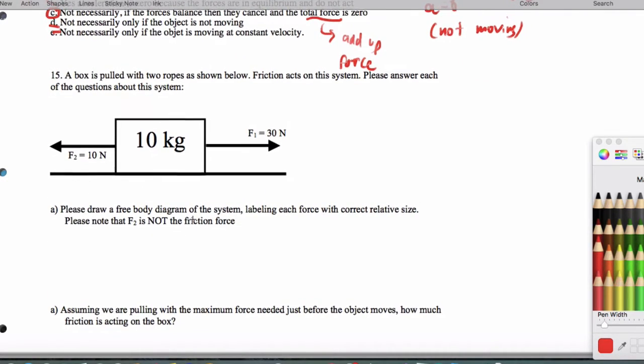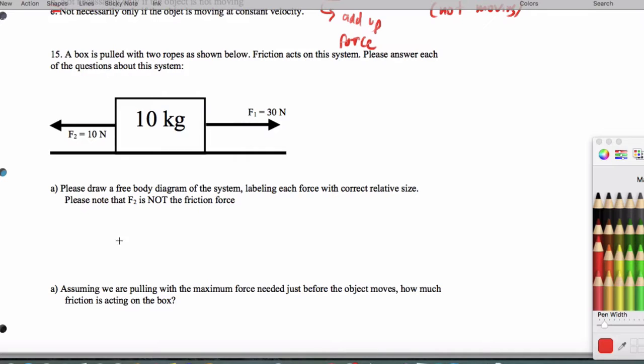And then for number 15, let's draw the free body diagram of this object, and we're told that F2 is not the friction, so we're going to have a normal force, we're going to have the weight, we're going to have F1, and then we'll have F2, and we'll have a little friction force as well.